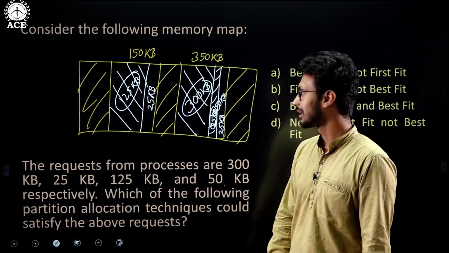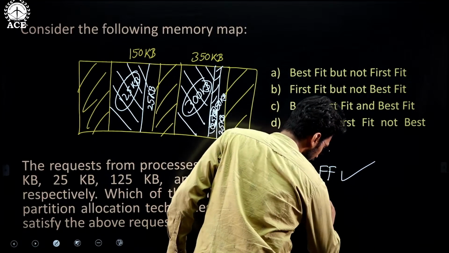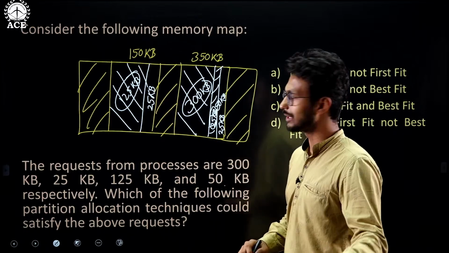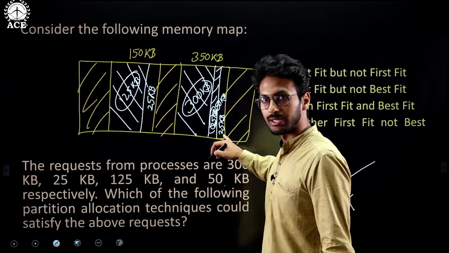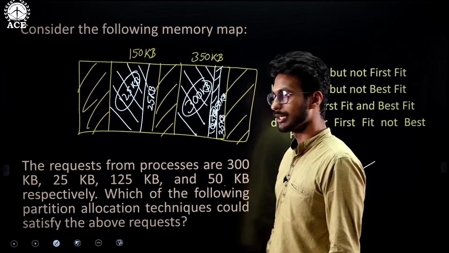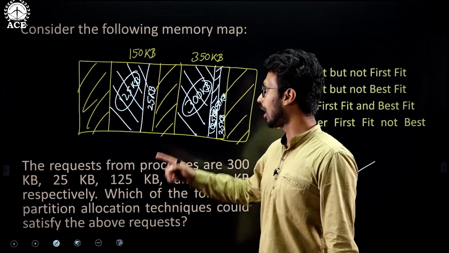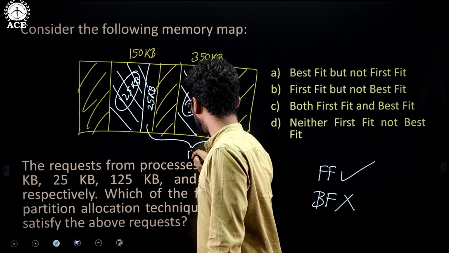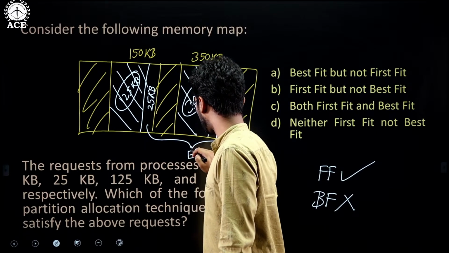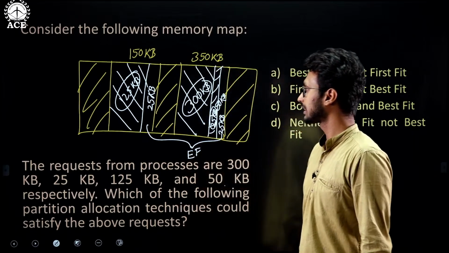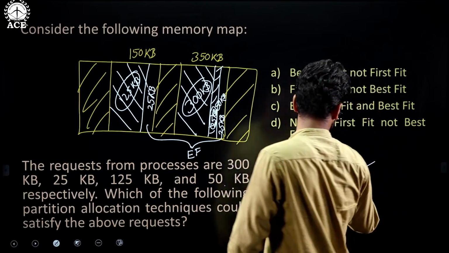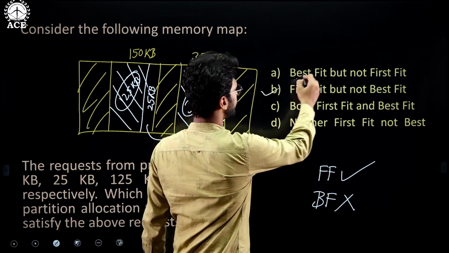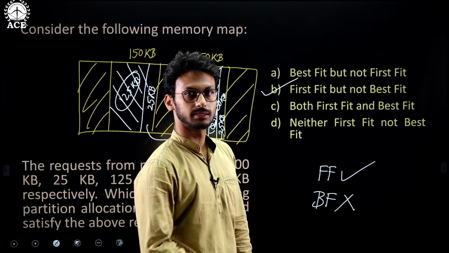Using best fit right now, best fit doesn't work. Okay, I hope you know this concept. This is the concept of what? External fragmentation. 25 KB plus 25 KB is 50 KB, and our process is of size 50 KB. 50 KB is available, but it is not available contiguously. That is why this indicates EF. EF means what? External fragmentation. Done with this one. So first fit okay, best fit not okay. First fit, but not best fit. Option B. Done. I hope you got it.